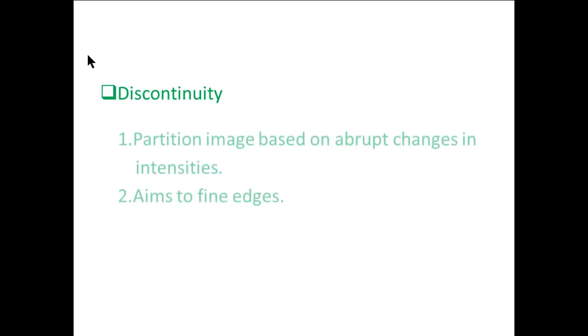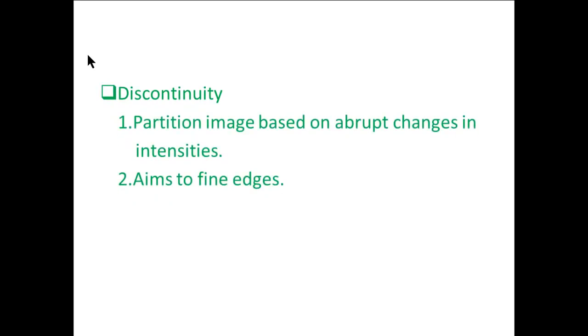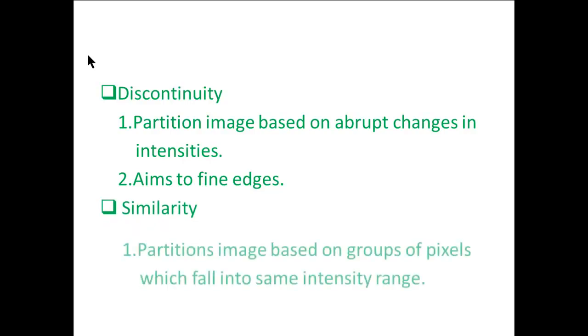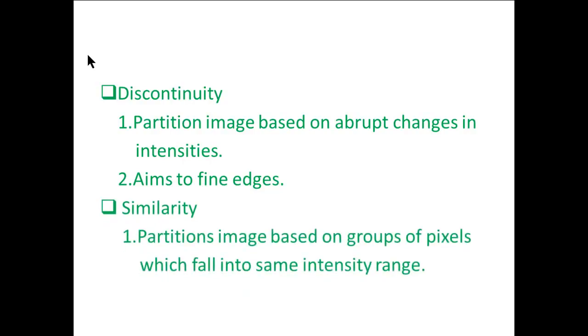Discontinuity: partition the image based on abrupt changes in intensities. It aims to find edges. Similarity: partitions the image based on groups of pixels which fall into the same intensity range.